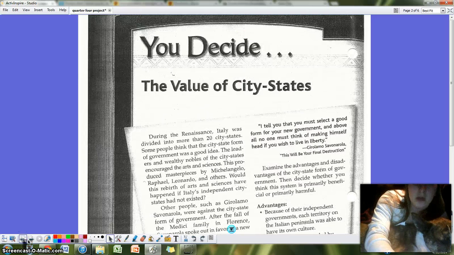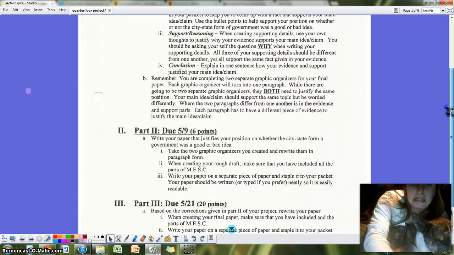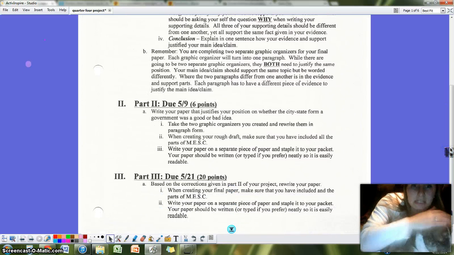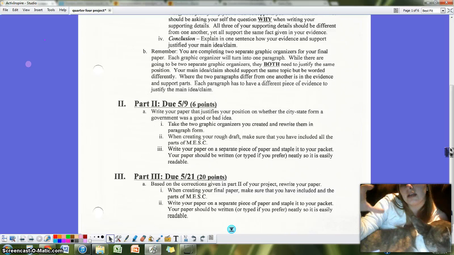Part 2 of your project, going back to the checklist. That is going to be due May 9th, and that is worth 6 points. This is going to be your rough draft of your project. So you are going to take your graphic organizer that you wrote in, which you turned into me, and then I wrote corrections on. You are going to take that graphic organizer with my corrections, and you are going to write it into paragraph form.